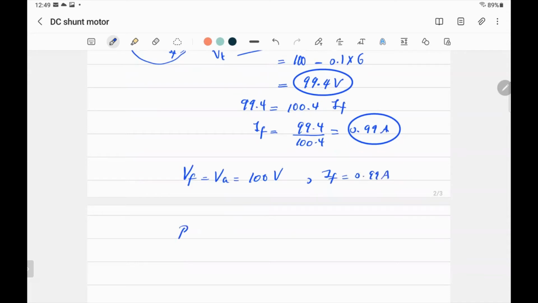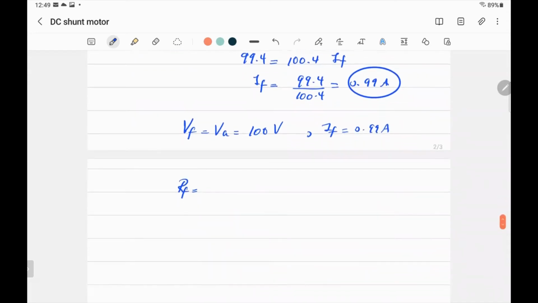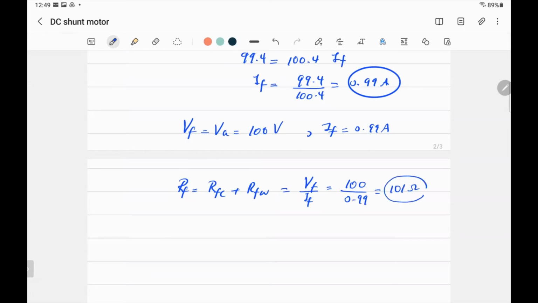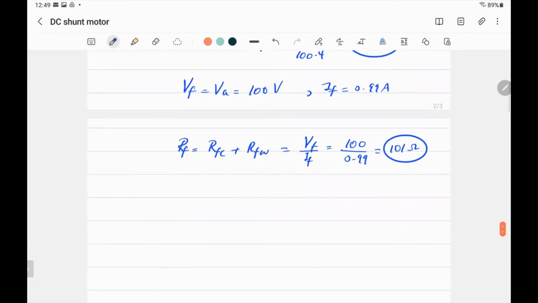Now I can find the total RF. RF is the total; we know it's equal to RF control plus R winding. In any way, they are equal to VF over IF, and VF is equal to 100, and IF is equal to 0.99. So you get 101 ohm. That's the total resistance of the field.